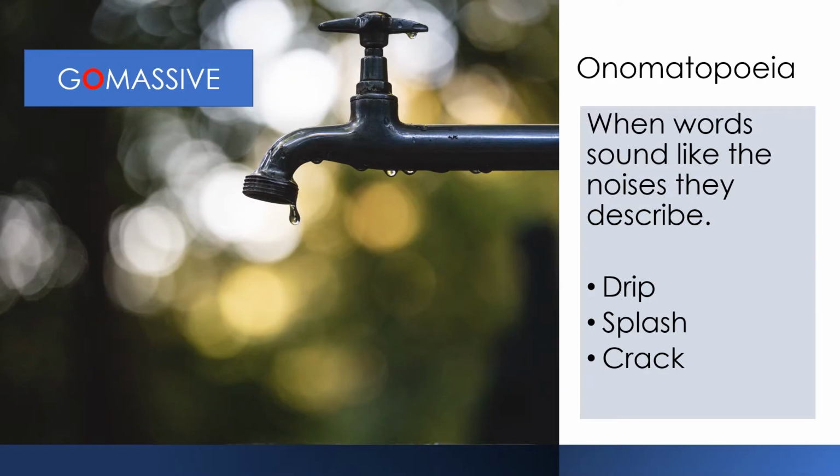Our next one is O, and this one stands for onomatopoeia. This is when words sound like the noises they describe. So you've got things like drip, splash, and crack.